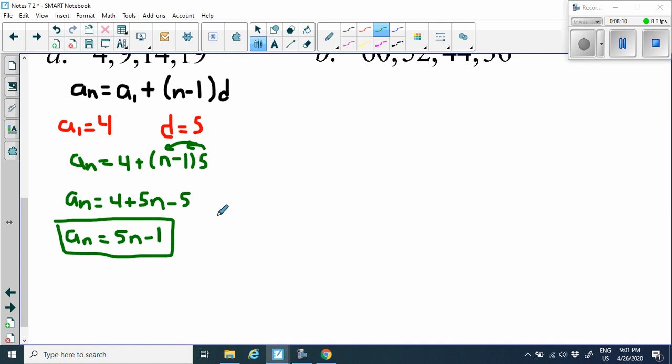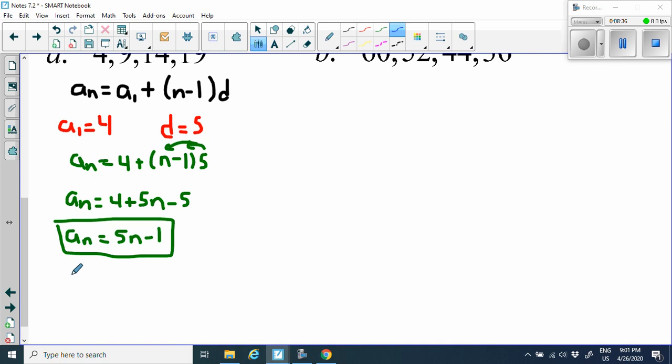So you can always think of arithmetic as very similar to the idea of linear functions, because our rule is going to be linear. So it's either going up or down at a constant rate. So I just wanted to throw that in there so you guys had a connection to how these arithmetic sequences deal with some of the other functions we've dealt with in math.